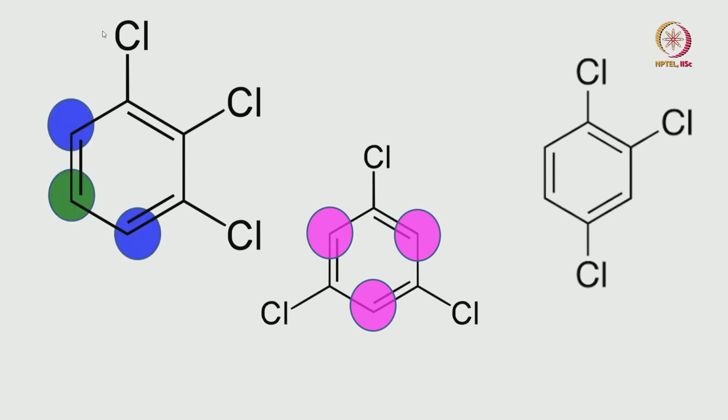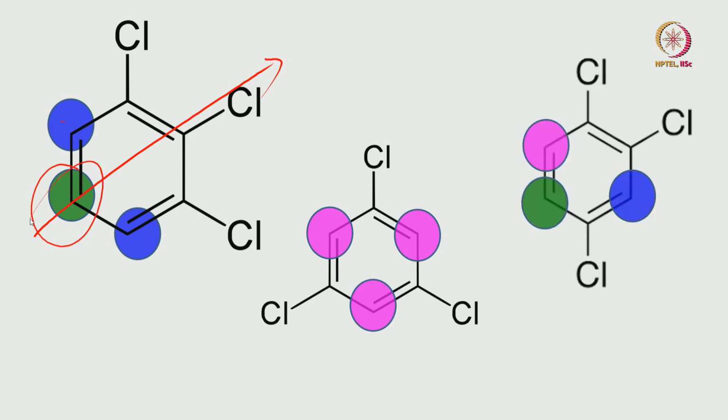What about this molecule? Now, there is a symmetry axis along this. If you go like this, then these two protons are identical, chemically equivalent, and this is different. So, we are going to get two types of peaks for this. If you go to this one, all the three are different. That is what we said.